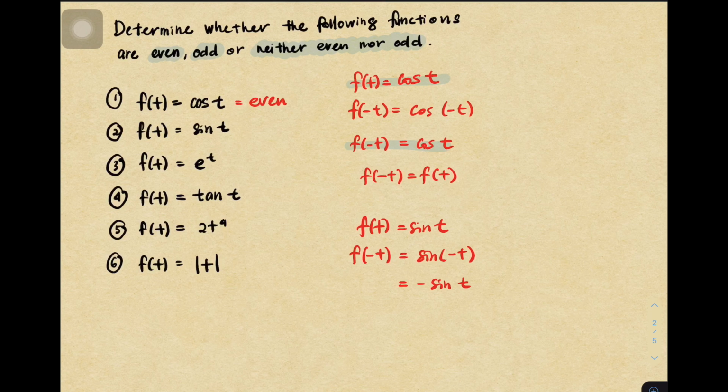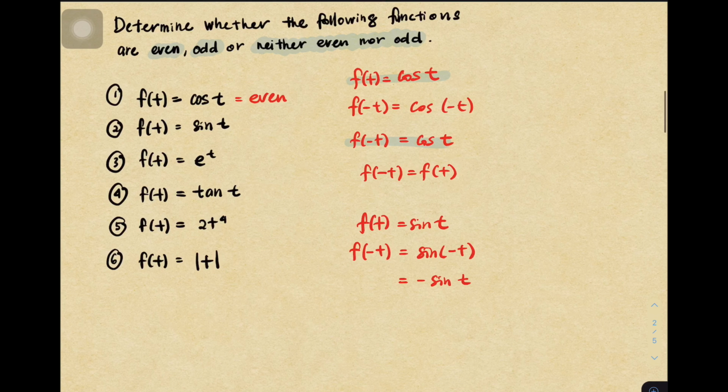Okay, so you can see that f(-t) is not equal to f(t), but f(-t) is equal to negative f(t). Therefore, the second function here is an odd function. So let's see the third one.